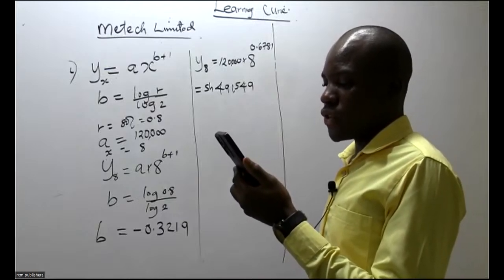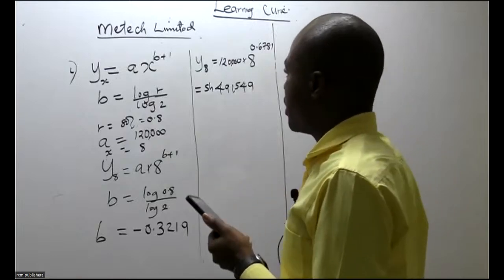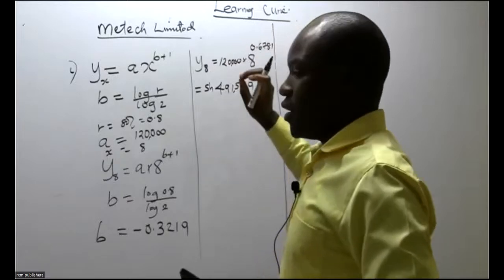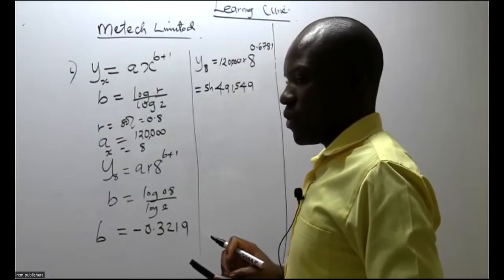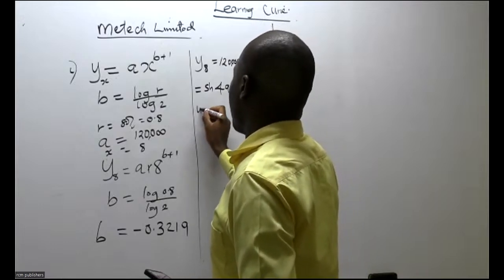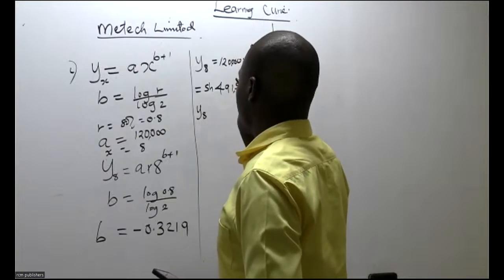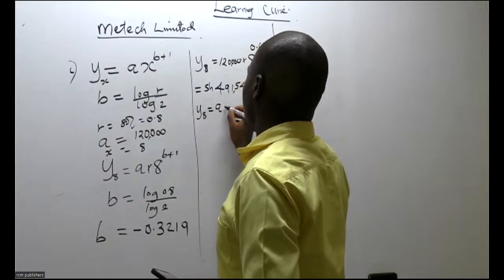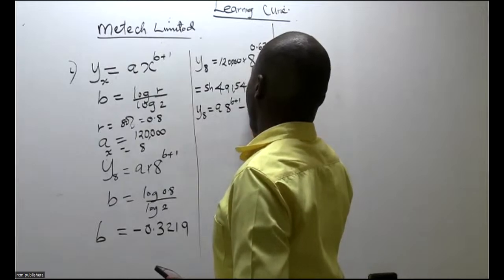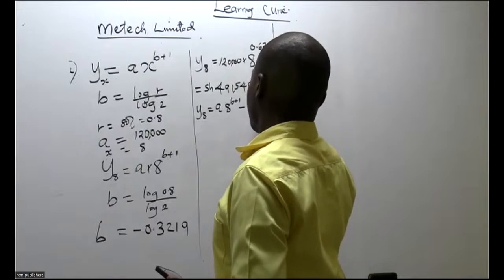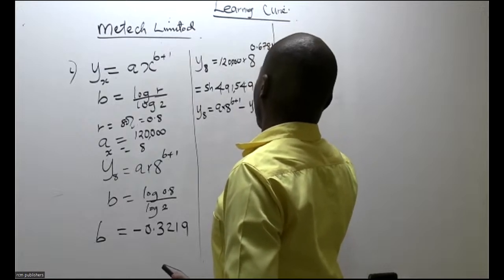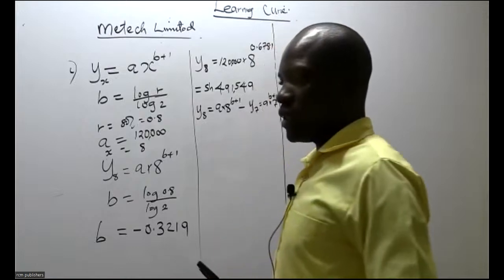Required: direct labor cost of the 8th batch. Not the 8 batches. Yes, we've done the first 8. But now that 8th batch, how much are you going to incur to produce the 8th batch? What are you supposed to do? For us to know the cost of producing the 8th batch, it will be y of the first 8 batches, which is equivalent to a times 8 raised to power b plus 1, less y at 7, which is equal to a times 7 raised to power b plus 1. That is what we need to have there.